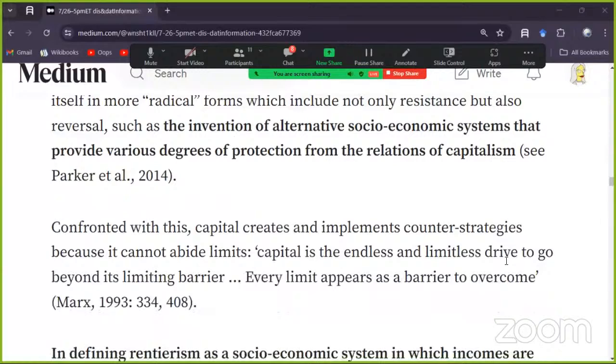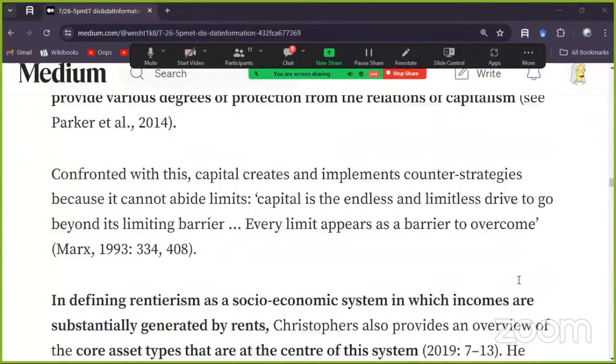Confronted with this, capital creates and implements counter strategies because it cannot abide limits. Capital is the endless and limitless drive to go beyond its limiting barrier. Every limit appears as a barrier to overcome.